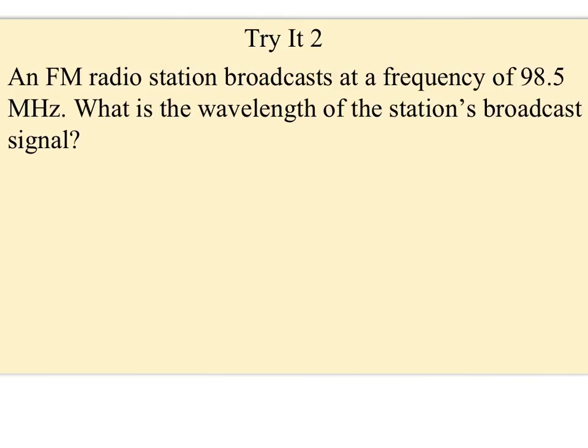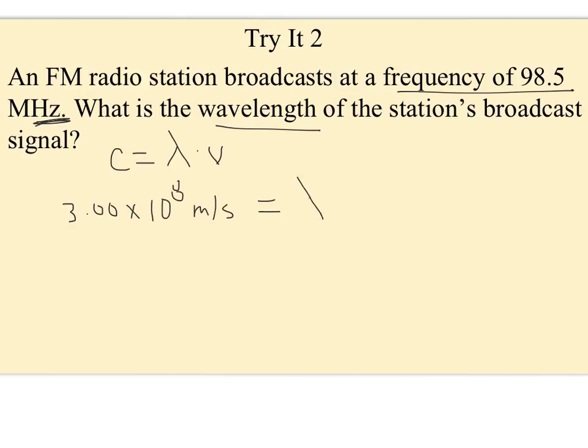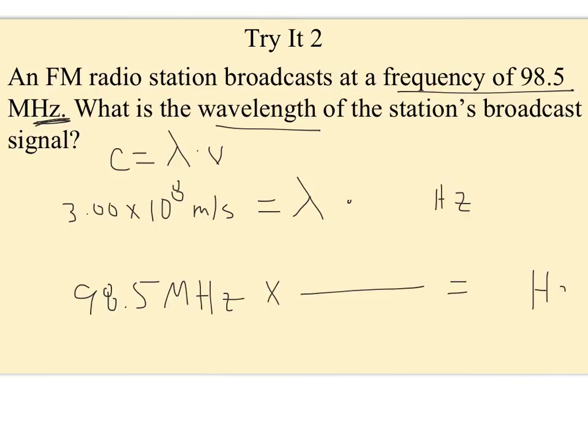Here's another try it. An FM radio station broadcasts at a frequency of 98.5 megahertz. What's the wavelength? So to get you started, remember, we only have the one equation to use. We know c has to be 3 times 10 to the 8th meters per second. I'm trying to find wavelength, but before I can plug nu in, I need this to be in hertz. So I'm going to have to take my 98.5 megahertz and set up a conversion factor to get that to hertz. So I'd encourage you to pause this and see if you could solve this on your own, and then check out my solution on the next slide.